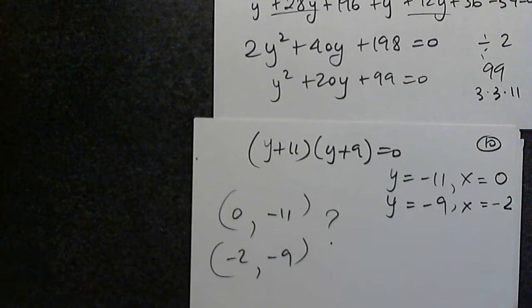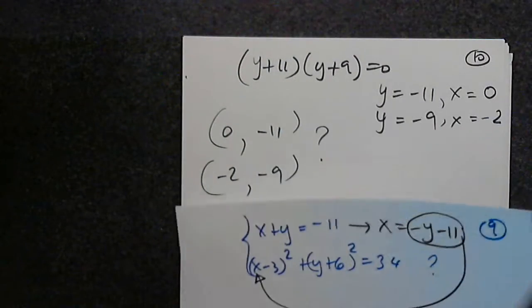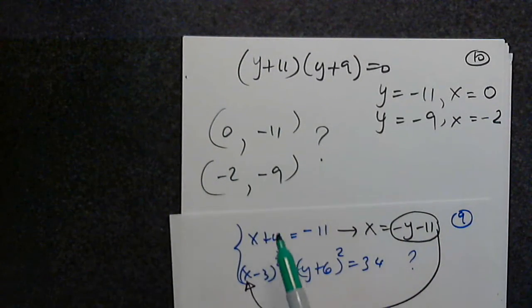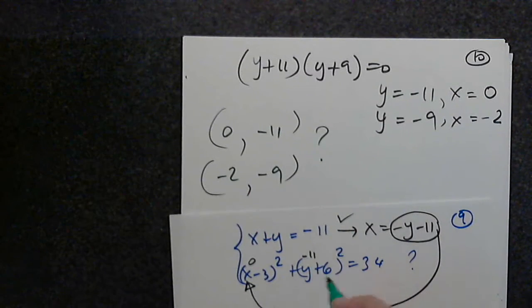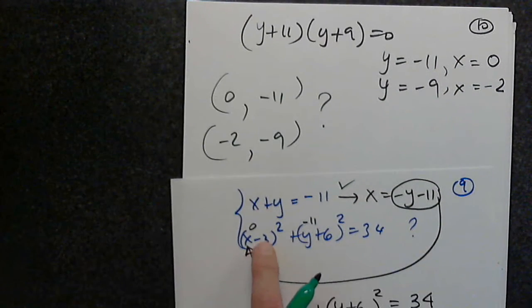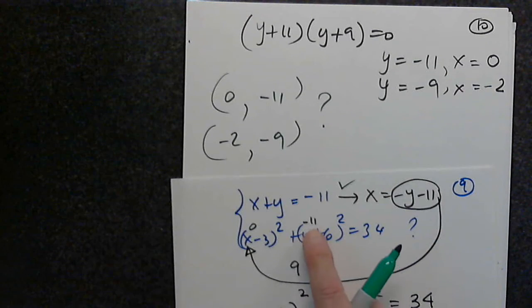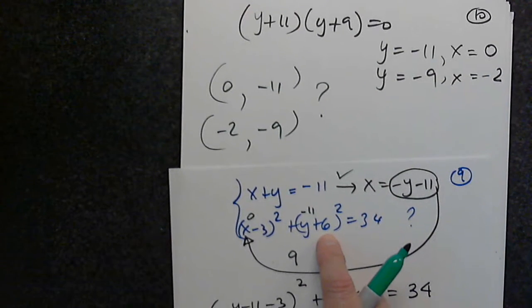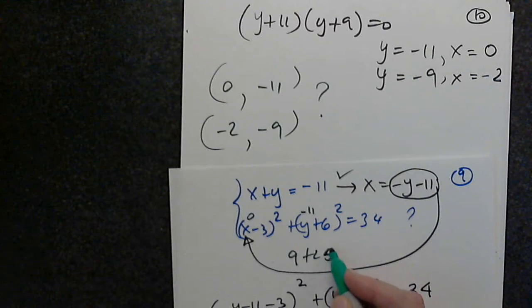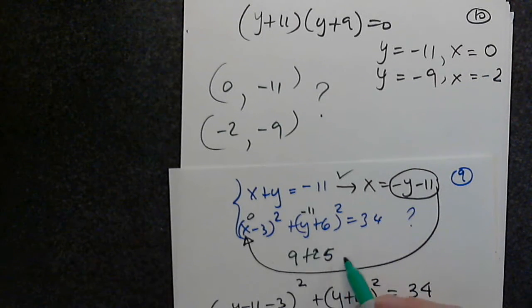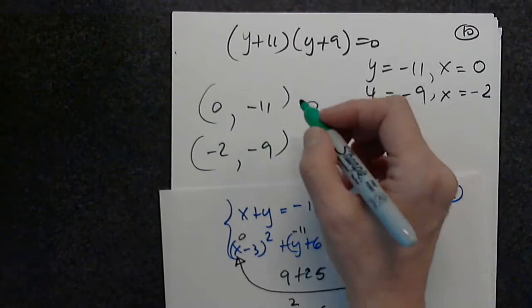Do I know whether they work? No, I have no clue. I have to go back. I'll go back here. 0 minus 11, check. Now 0, negative 11. 0 minus 3 is negative 3 squared is 9. Negative 11 plus 6 is negative 5. Negative 5 squared is 25. 9 plus 25, 34. Check.